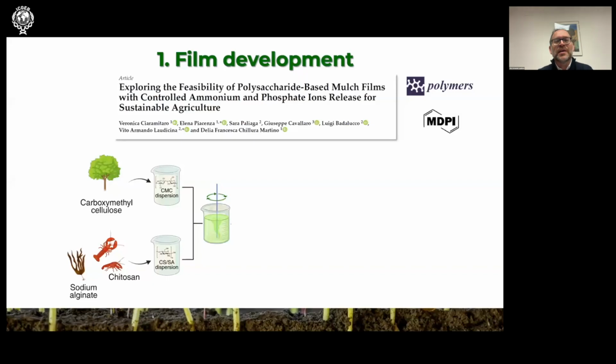Going to the research of this project, the first step was to develop these films. We collaborated with colleagues from the University of Palermo, from the group of physical and chemical materials, and we started to prepare some different solutions that we then mixed. So we prepared a suspension with carboxymethyl cellulose, with chitosan, and with sodium alginate. As you can see here, cellulose can come from biomass, chitosan from some crustaceans, sodium alginate from algae, and so on.